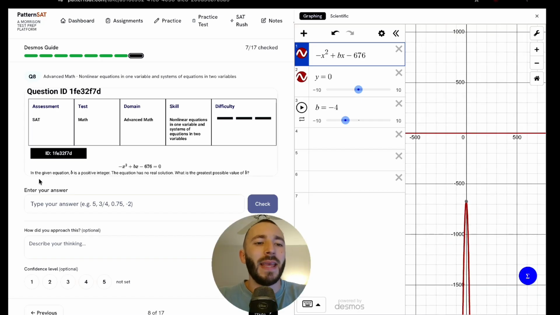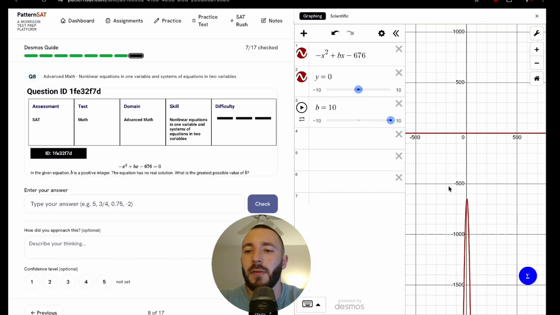The question is, in the given equation, b is a positive integer and the equation has no real solution. What is the greatest possible value of b? So basically, I want to make b bigger and bigger until it gets really close to having a solution but doesn't have a solution. How big can I make b? And as I drag it to the right, it's starting to rise, okay?